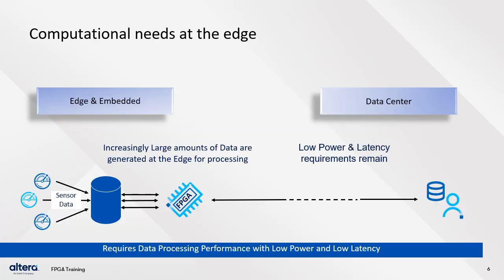The final trend to highlight is the computational needs at the edge. An increasing amount of data is being generated at the edge. That data needs processing before going over the network. And low latency performance is typically a requirement. The amount of data being processed at the edge of today's network requires devices that can deliver on performance. The power and latency needs at the edge have not changed. Low power and low latency are required and need to be deterministic.